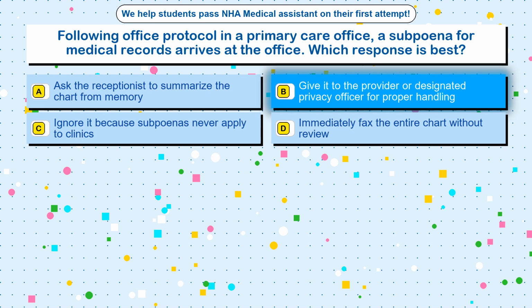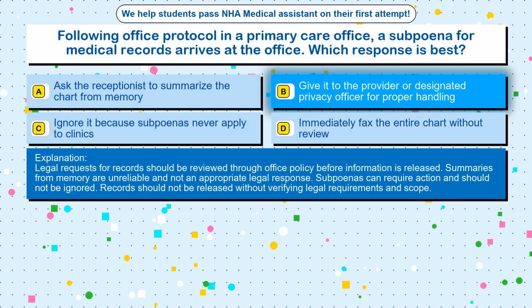The correct answer is option B, give it to the provider or designated privacy officer for proper handling. Legal requests for records should be reviewed through office policy before information is released. Summaries from memory are unreliable and not an appropriate legal response. Subpoenas can require action and should not be ignored. Records should not be released without verifying legal requirements and scope.